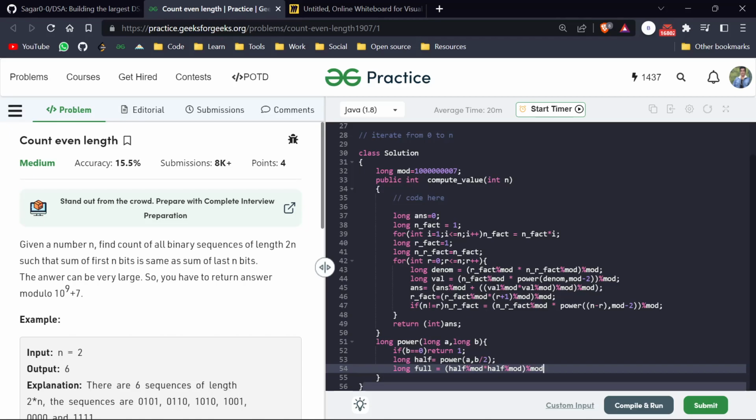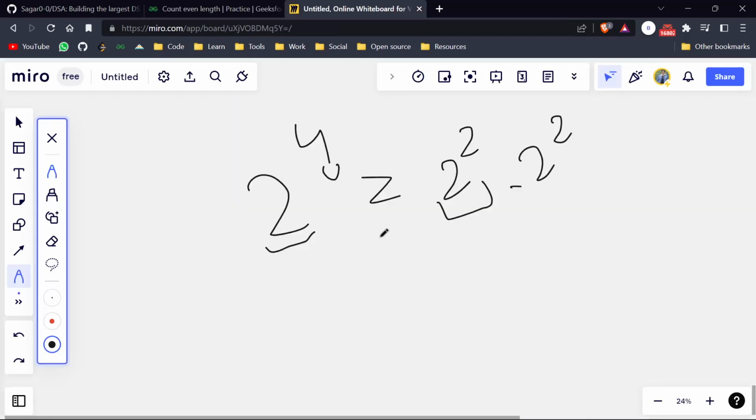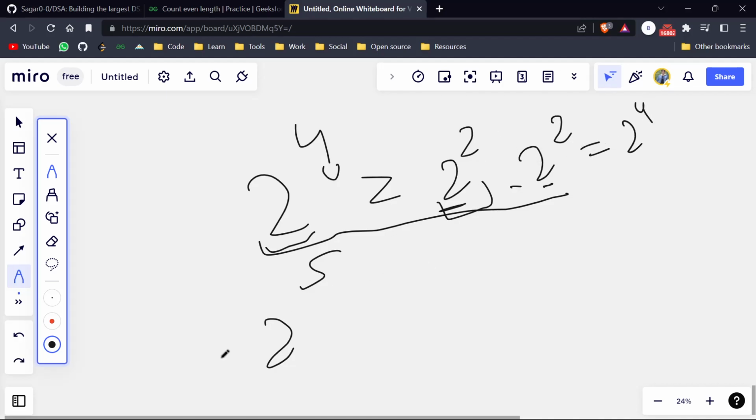So after that, we find the full value. But suppose this is our example, 2 to the power 5. If we have 2 to the power 4, that means 2 to the power even, then we can just divide it by 2 and multiply to get 2 to the power 4, because the base is the same, so the powers will add, right? But if the power is not even, then what can we do?